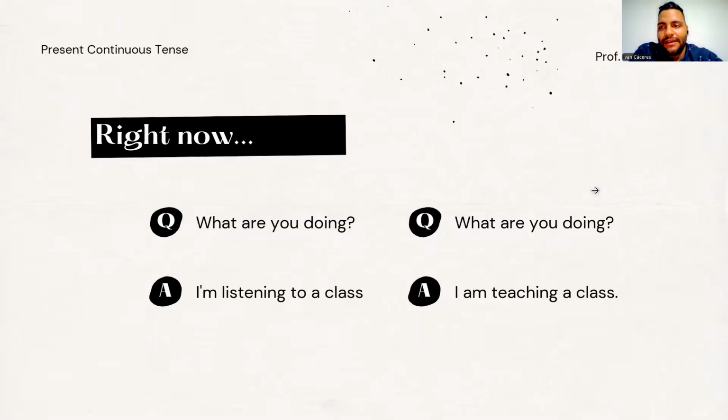Okay, so I could ask you in a regular conversation, what are you doing? Or do you feel like doing something right now? What are you doing right now? So you could say, I'm listening to a class, and I could say, I am teaching a class. This really simple conversation or interaction could be considered what we call present continuous tense or part of the present continuous tense. And what is that about?